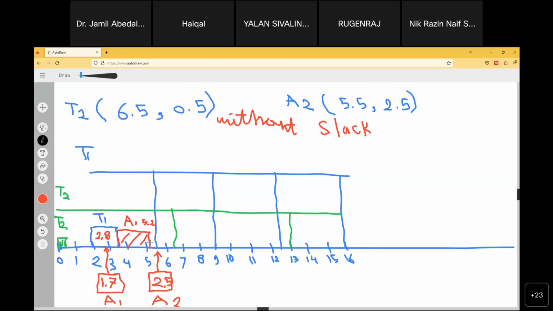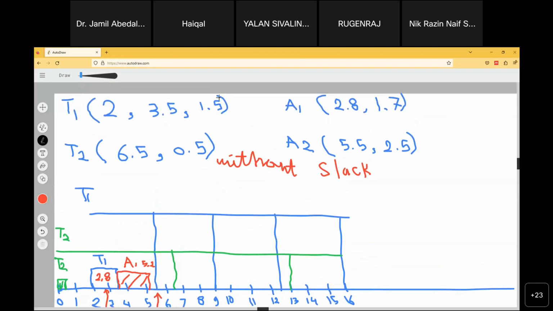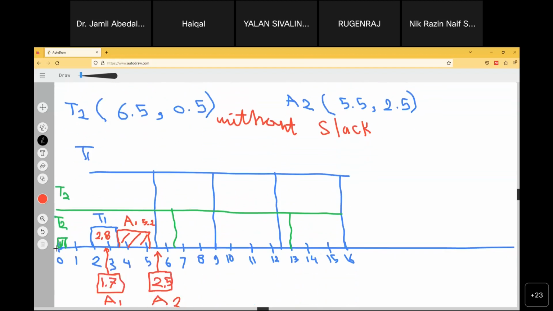Nothing, exactly. Look to task 1. Task 1, we need to execute 1.5, each 3.5 unit. So from 2 to 5.5, so this first interval of task 1.